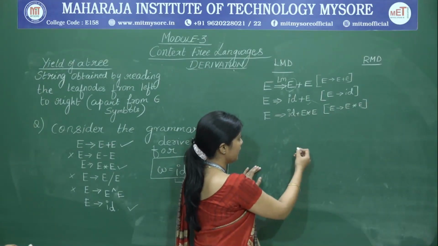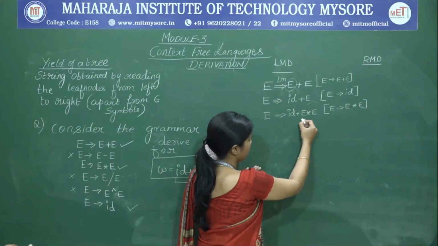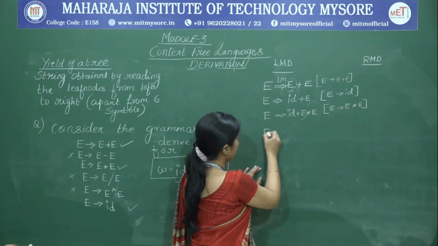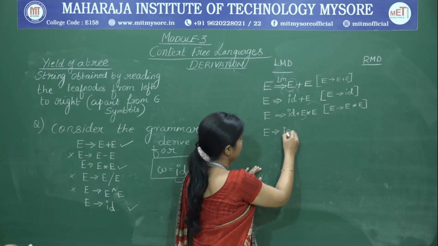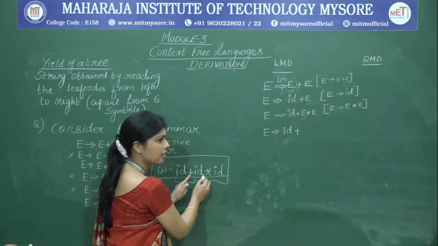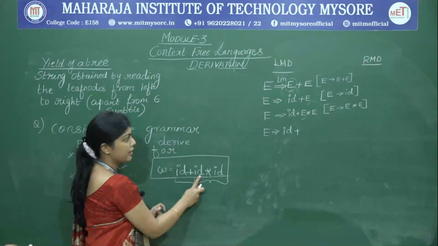The next step is to determine the next leftmost variable. This is the next leftmost variable, so E goes to id. But what do we require in this place after this plus? After this plus, id is required.